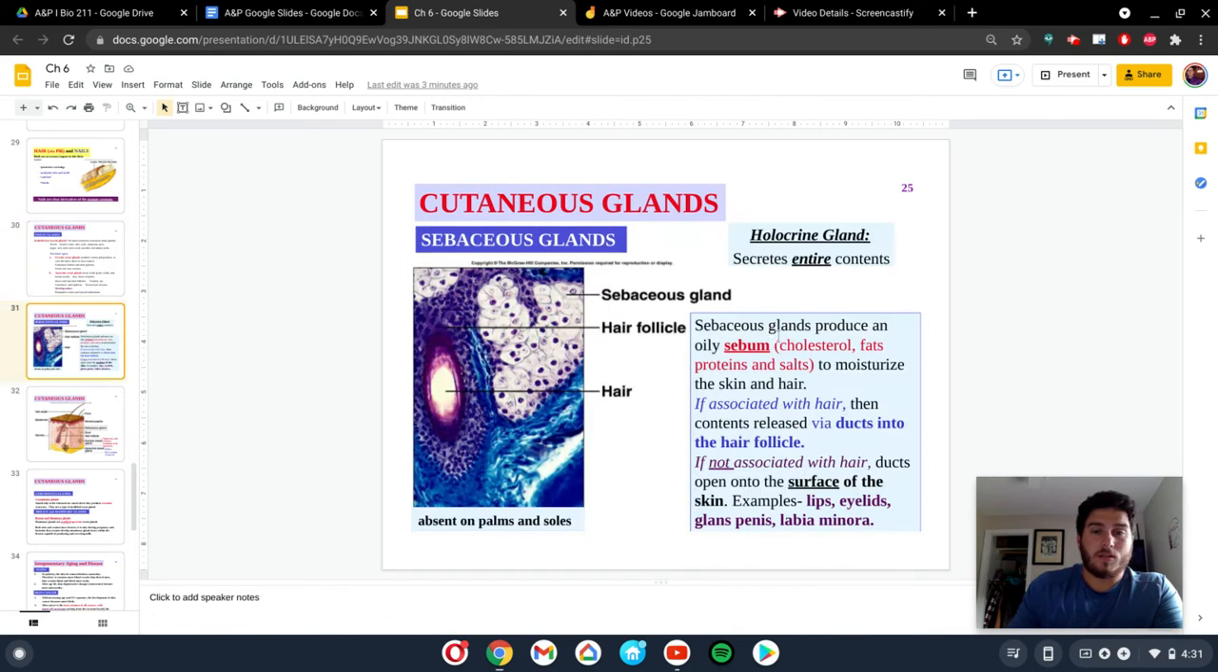So that said, let's talk a little bit about sebaceous glands. So sebaceous glands, these are going to be the glands that produce sebum. Sebum is like an oily substance that comes out of these glands, and it consists of cholesterol, fats, proteins, and salts, just as you can see there in red. And their job is to moisturize the skin. So think of it as your body's internal moisturizer.